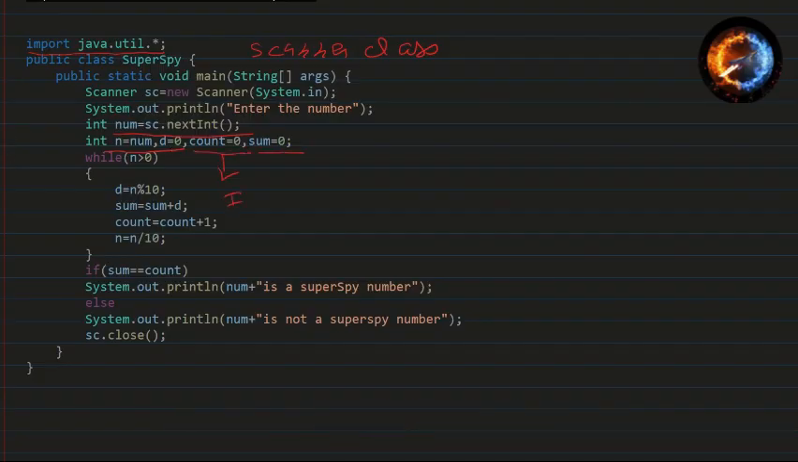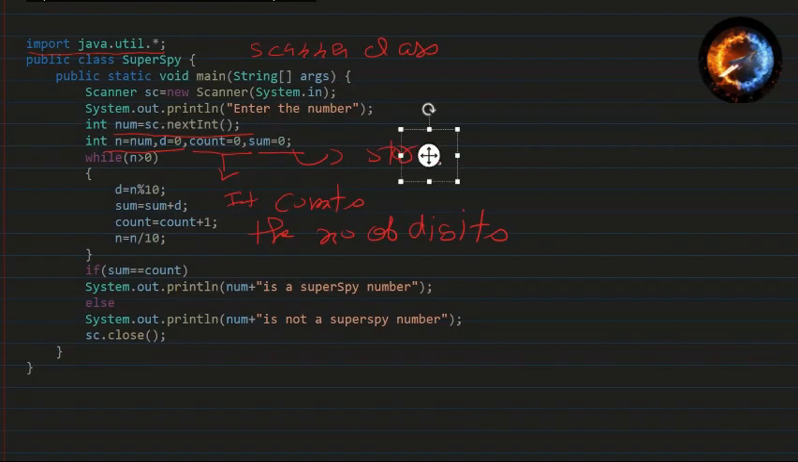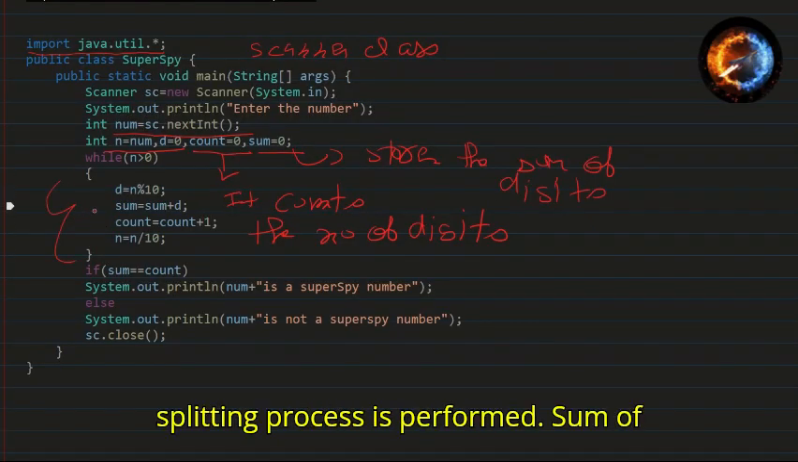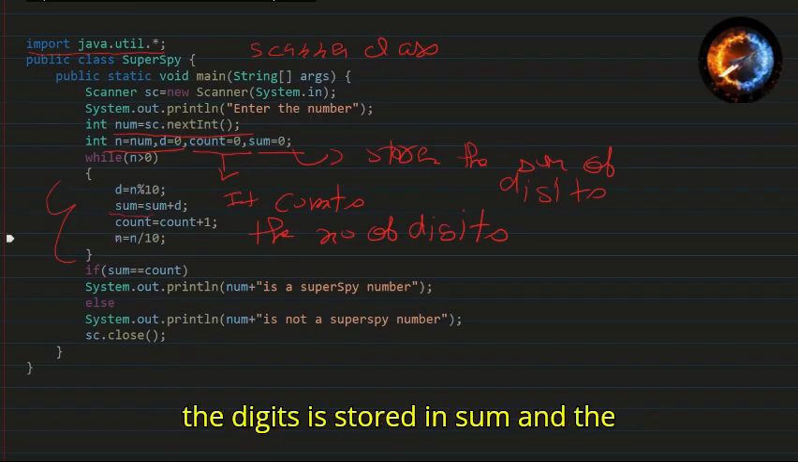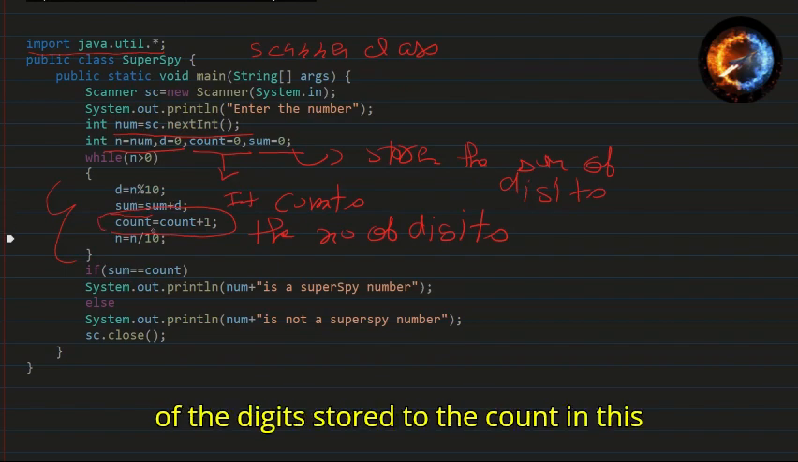It counts the number of digits and stores the sum of digits. In this, the digit splitting process is performed. The sum of the digits is stored in sum, and the count of the variable, that is the number of digits, is stored in count.